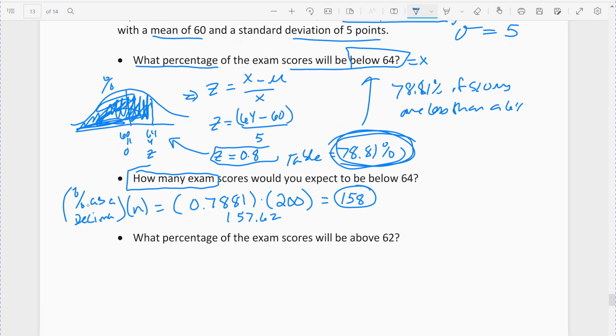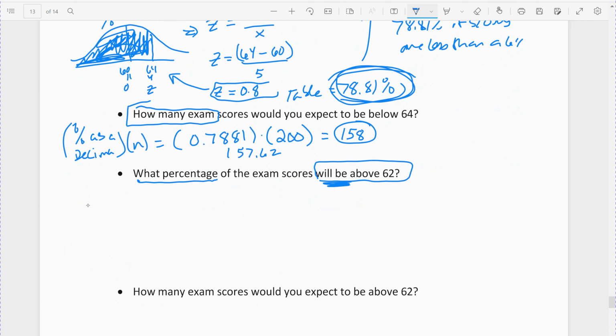Alright, next example. What percentage, so we're looking for the percent, will be above a 62. Alright, so now I'm above. So this one I'm going to have to do a little bit of work with because it's the percent above. So pictures are always helpful. I always think it's a good idea to draw your picture. Alright, so the mean was 60, and 62 was slightly above.